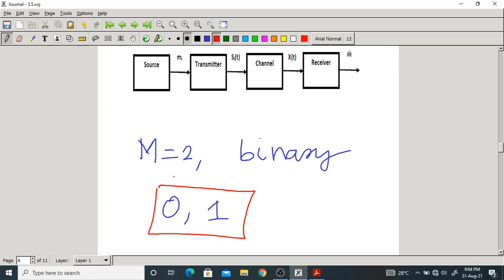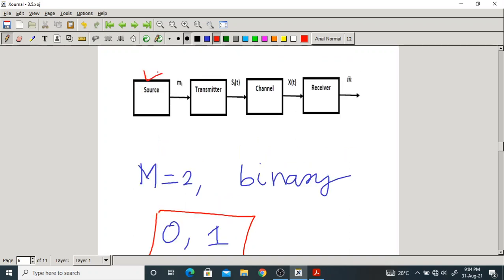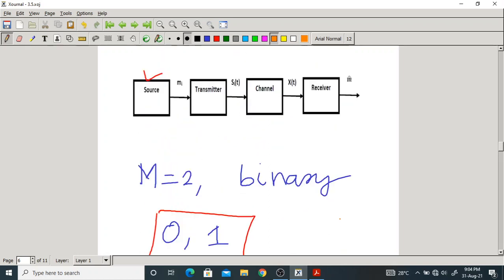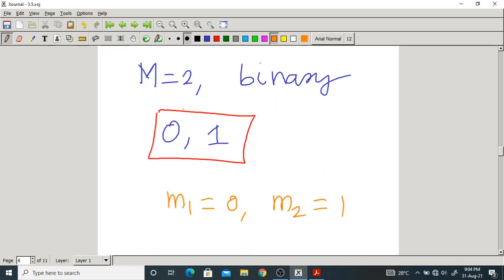Now the source will give some data or symbols. We call them Mi. Mi is the data. Why am I writing Mi? Because suppose the first symbol is 0 and the second symbol is 1. In the binary case these are the only 2 possible symbols, 0 or 1. From the source you may get 1 or 0. So the first symbol is 0, the second symbol is 1.